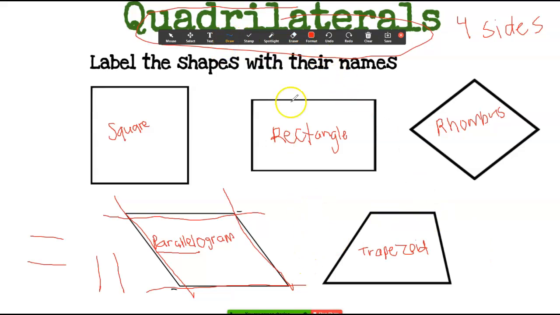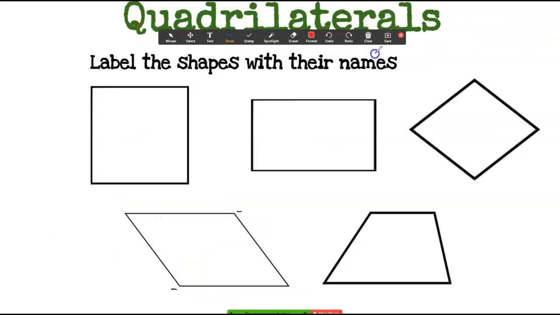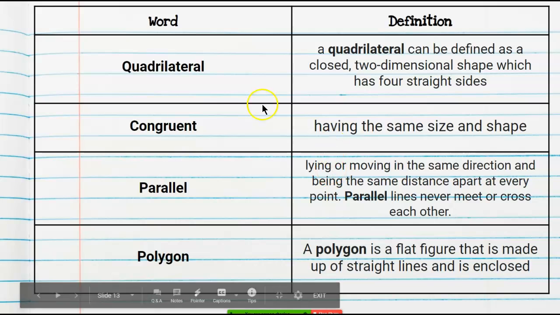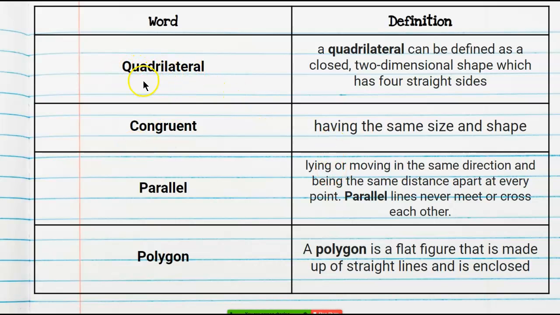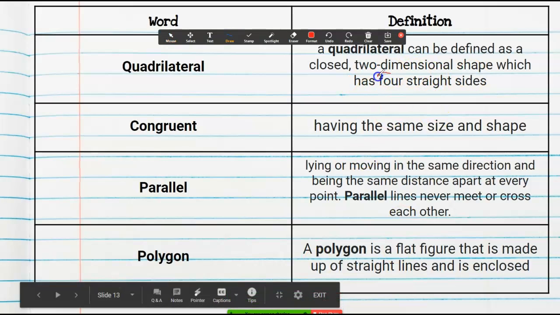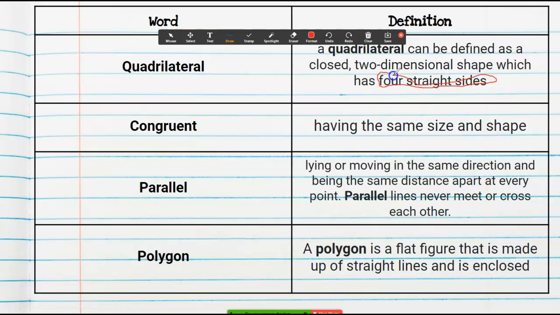Notice all of these shapes have four sides. Four sides. Okay, so remember, a quadrilateral can be defined as a closed two-dimensional shape, so 2D, which means it's flat, which has four straight sides. So that's the most important thing to remember. A quadrilateral has four straight sides.